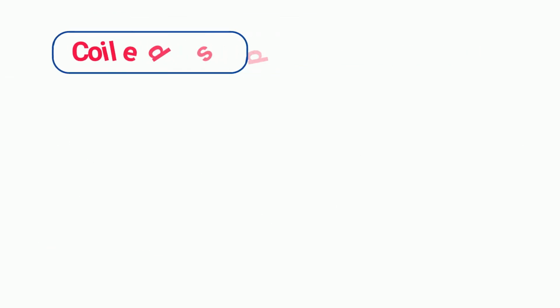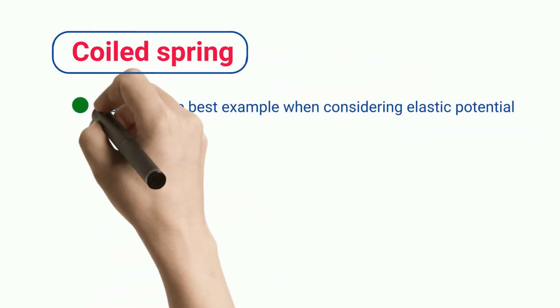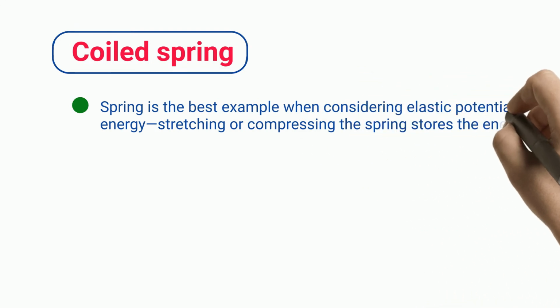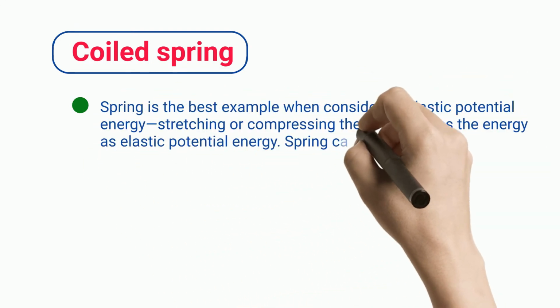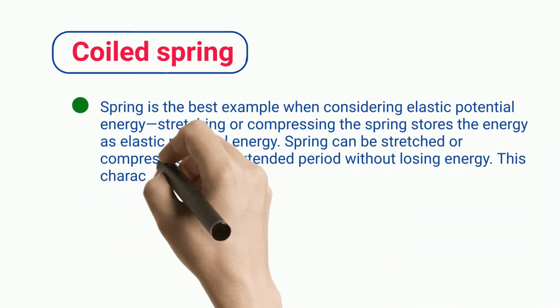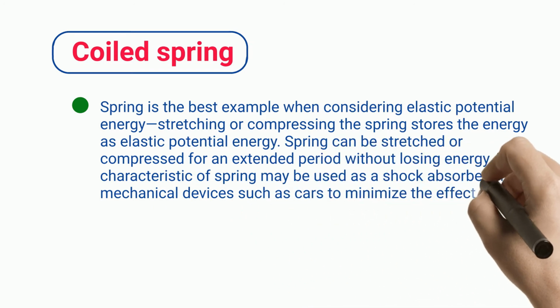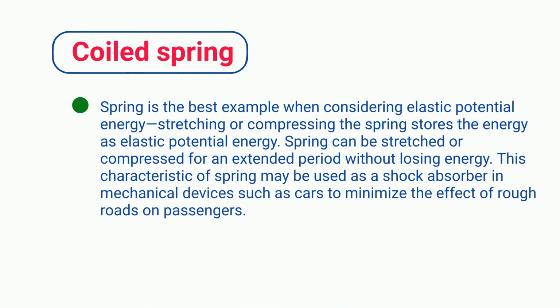Coiled spring. Spring is the best example when considering elastic potential energy. Stretching or compressing the spring stores the energy as elastic potential energy. A spring can be stretched or compressed for an extended period without losing energy. This characteristic of springs may be used as a shock absorber in mechanical devices, such as cars, to minimize the effect of rough roads on passengers.